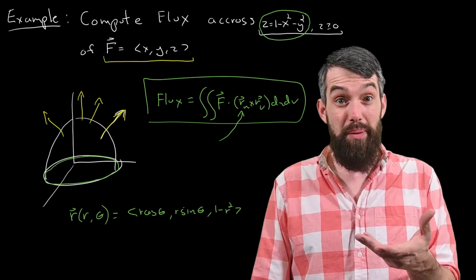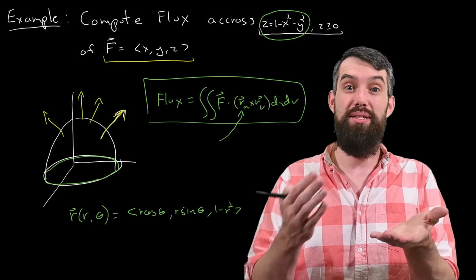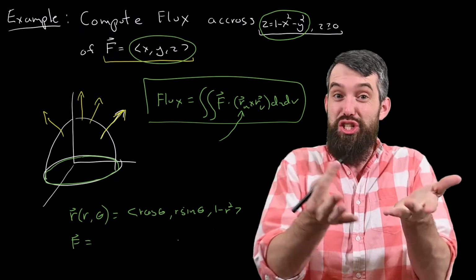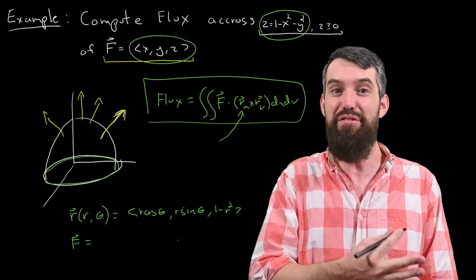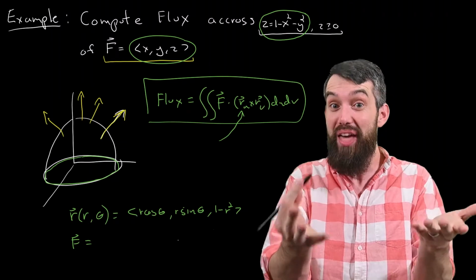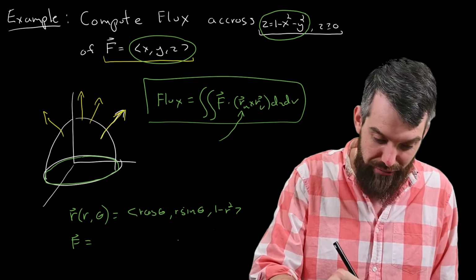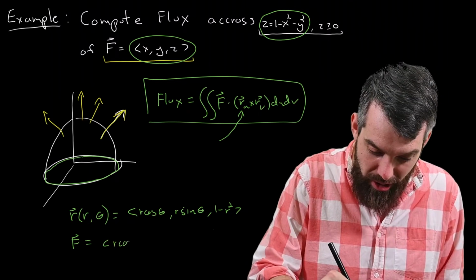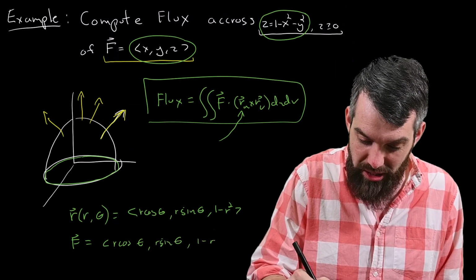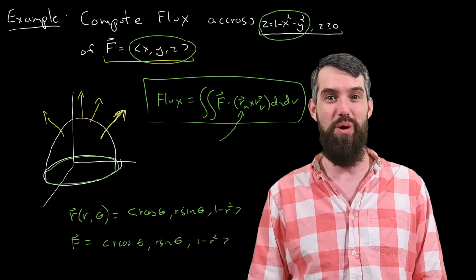So that's the surface. But I also have this field, which was x, y, z. It turns out that the choice of field that I have here, F being x, y, z, just gives you the position. It's the same thing as the r. There really is no difference. So this is just going to be r cosine of theta, r sine of theta, and 1 minus r squared, exactly the same as what we just had.